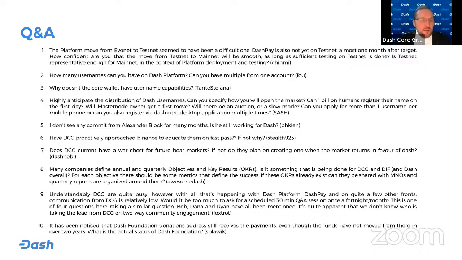Sure. Number 4, highly anticipate the distribution of Dash usernames. Can you specify how you will open the market? Can 1 billion humans register their name on the first day? Will masternode owners get a first move? Will there be an auction or a slow mode? Can you apply for more than one username per mobile phone, or can you also register via Dashcore desktop multiple times? That's a question from Sash, actually multiple questions from Sash. Yes, so I'll take this one. There are multiple ideas about how we may restrict or not restrict the registration of usernames.